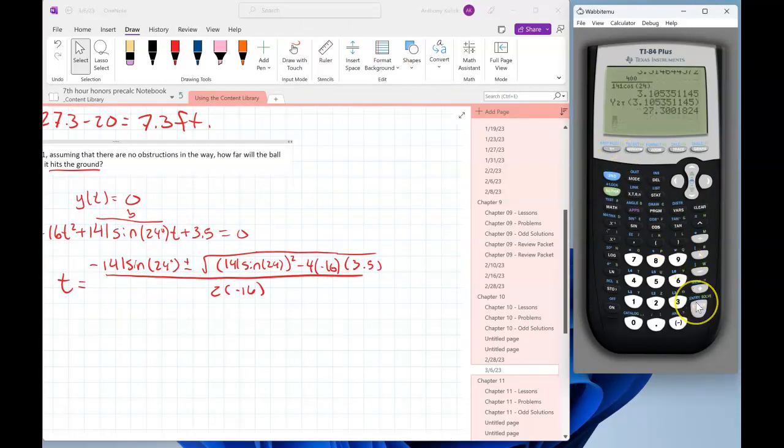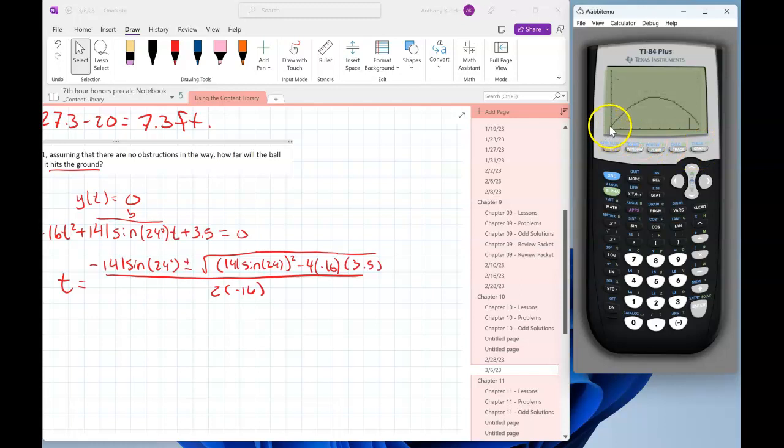So second, y equals, give me that fraction command. Negative 141 sine 24 plus square root, parenthesis 141 sine 24 parenthesis squared minus 4 times negative 16 times 3.5, divided by 2 times negative 16. So I get negative 0.06 seconds. That seems weird. Why? That doesn't make sense.